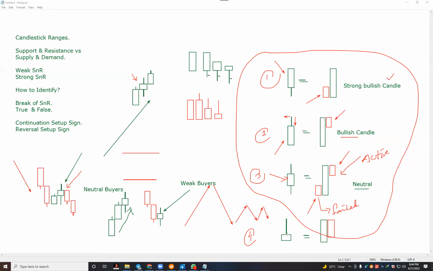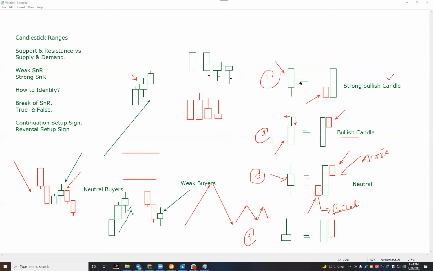So what can I say about this candle? Weak bias. Very good. That is a weak bias. So the body, the wick, and the ratio of the wick to the body matter. Here, the rejection is too much.